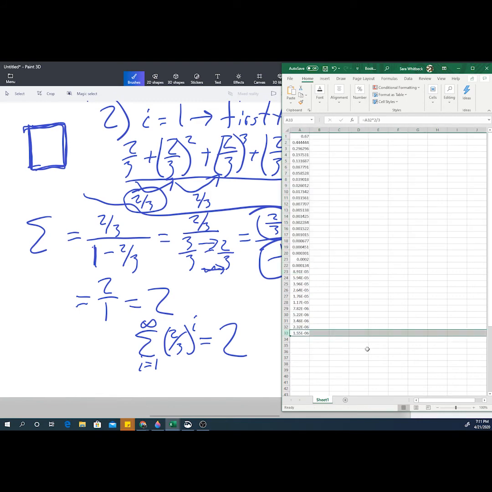Okay, so I've got 33 terms. That's good enough for now. So I'm going to hit equals sum to add them all together. And I get, out of that, 2, which is what I had predicted.